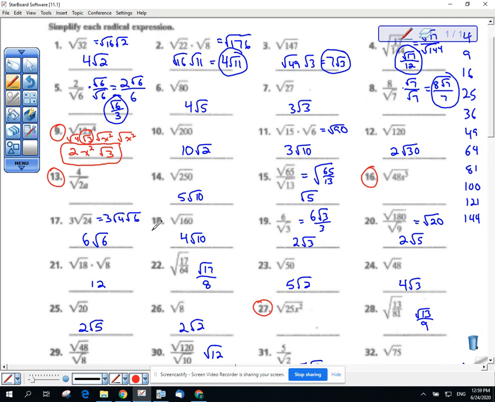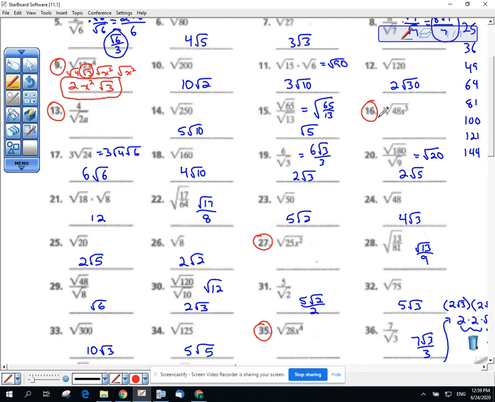Okay? Now, contrast that with this problem, number 16. You can take the square root of 48 and break it up into the square root of 16 and the square root of 3. So that's square root of 16, square root of 3. And then you can't just take the square root of s to the third. You can take the square root of s squared, so we'll take that much of it, and that'll leave you with just the square root of s.